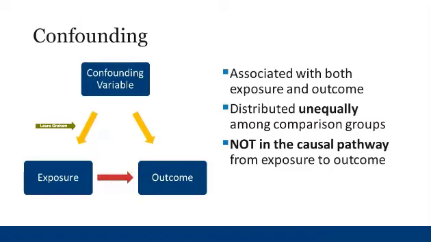One of the other ones that's oftentimes missed is that it needs to be distributed unequally among those comparison groups. If it's distributed equally among those comparison groups, it doesn't matter. But if it's unequal distribution, that's a component of a confounder. And then lastly, it is not in the causal pathway. And what I mean by that is that these arrows are pointing to exposure and to outcome, and that this confounding variable does not come from the exposure.